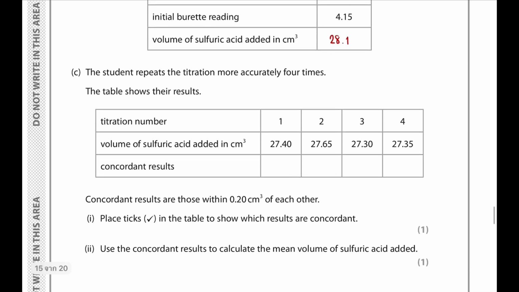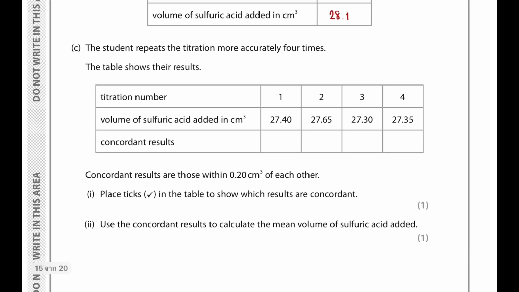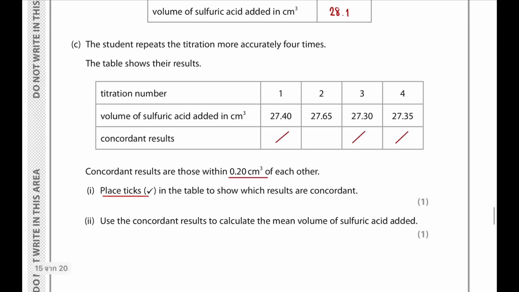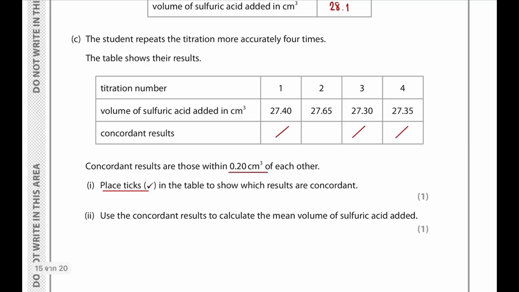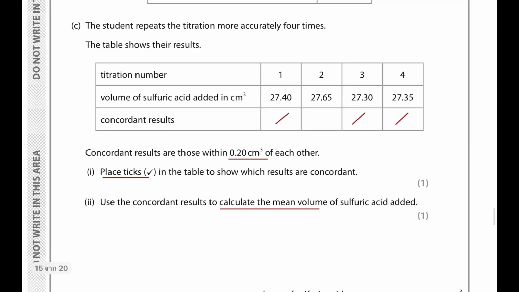Then question C. The student repeats the titration four times for more accuracy. The table shows their results. Concordant results are those within 0.2 cm³ of each other. So place ticks in the table to show which results are concordant. So 0.2, so starting with this, and this. And then use the concordant results to calculate the mean volume of sulfuric acid added.